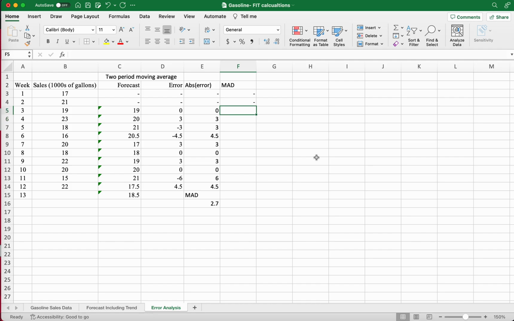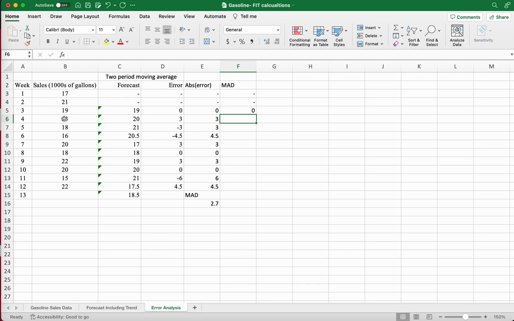For the first time period, our weekly sales were 19,000 gallons and we forecasted 19,000 gallons. So essentially there was no forecasting error, because this is calculated as the average of the last 2 weeks and we calculated it perfectly. So the mean absolute deviation is also 0. But the week after, we forecasted 20,000 gallons of liquid, but our actual demand was 23,000.